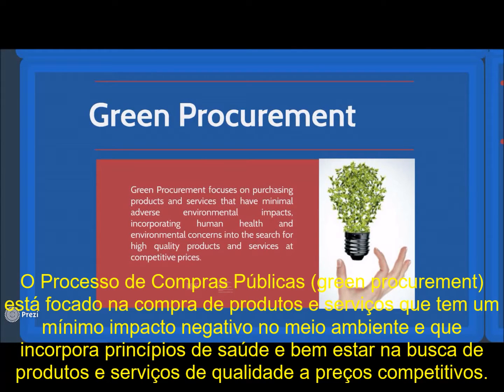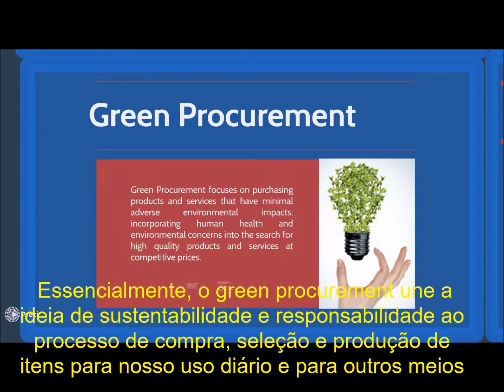So green procurement focuses on the purchasing of products and services that have a minimum adverse environmental impact, and it incorporates human health and environmental concerns into the search for high-quality products and services at competitive prices. So essentially, green procurement unites the idea of sustainability and responsibility to our process of purchasing and selecting and producing also products for our daily use and for other means as well.